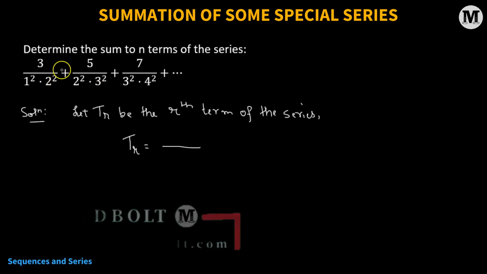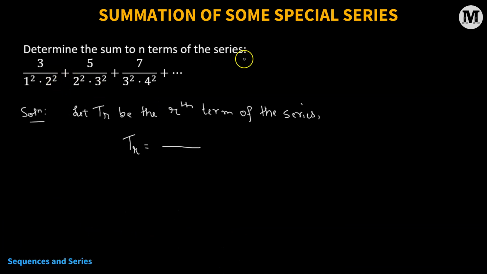fraction. Let's first consider the numerator. In the numerator, we have 3 in the first term. The second term, the numerator is 5, and in the third term, the numerator is 7. So we can immediately say that this sequence, 3, 5, 7, is going to be an arithmetic sequence, whose first term is 3 and the common difference d equals 2.